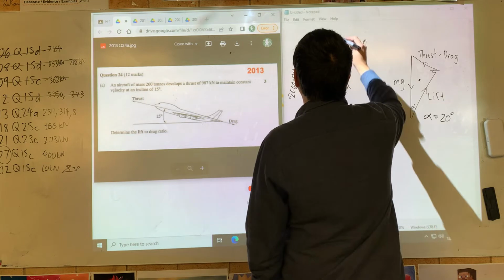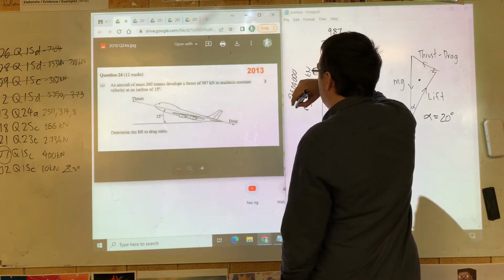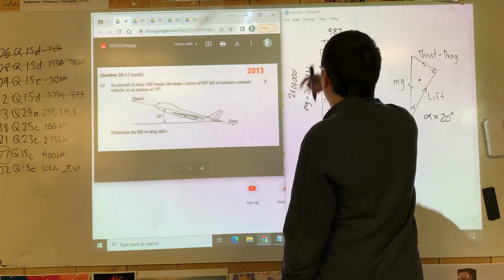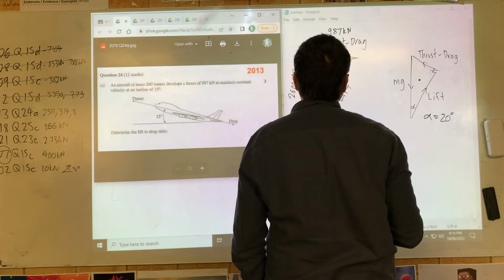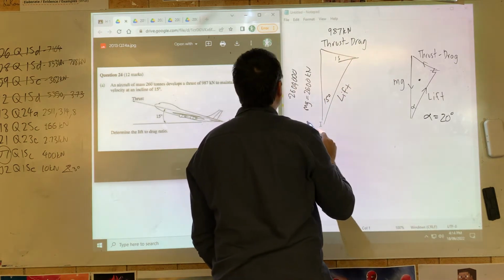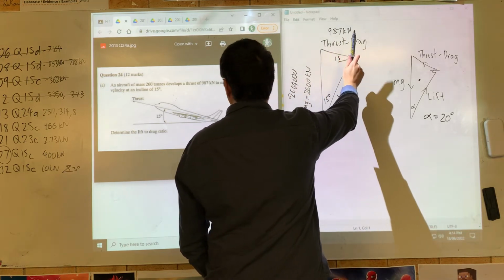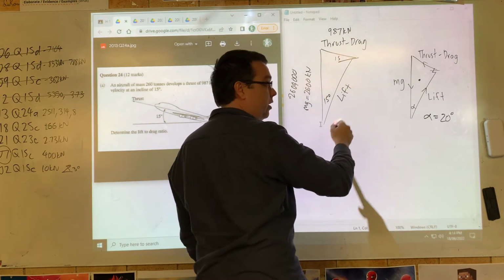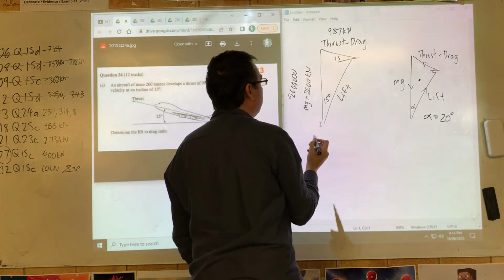It develops a thrust. They've told us thrust is equal to 987, and that's in kilonewtons, so just checking that everything's consistent, it's all in the same units. Okay, so what we now need to do is first figure out what our drag is, and then we can use that to find lift, and then find the ratio. So it's 3 marks worth about 5 minutes.